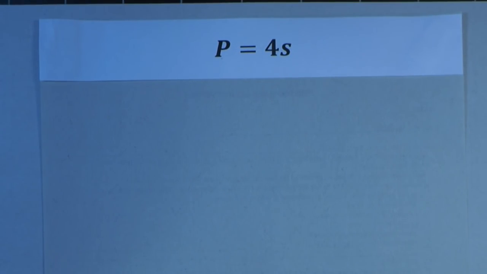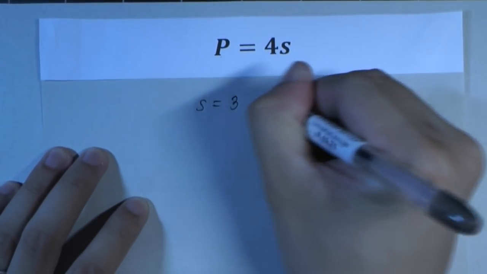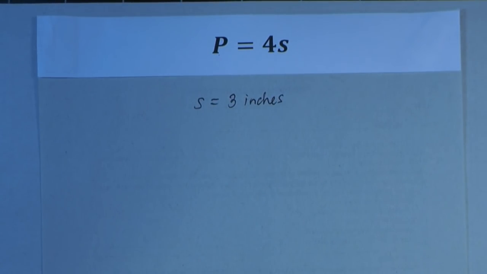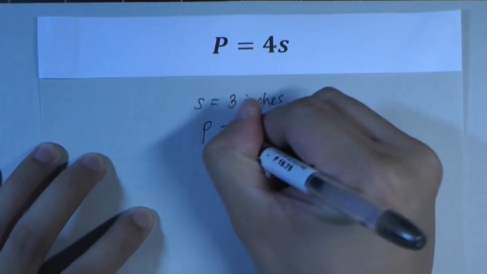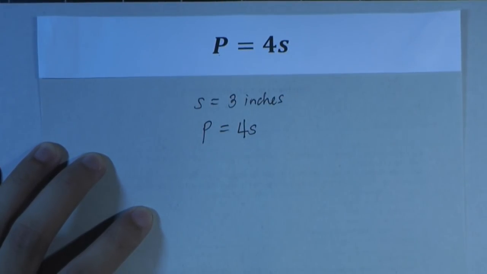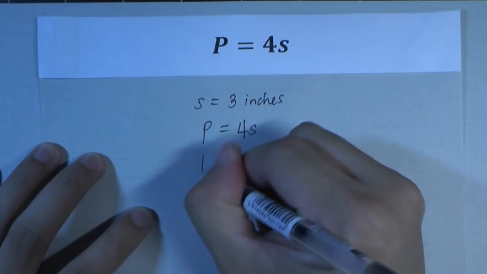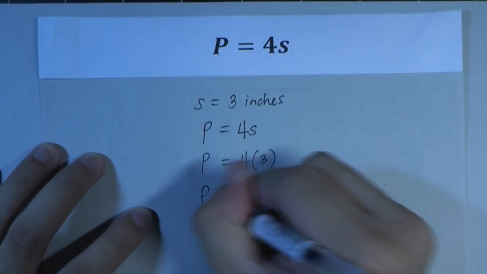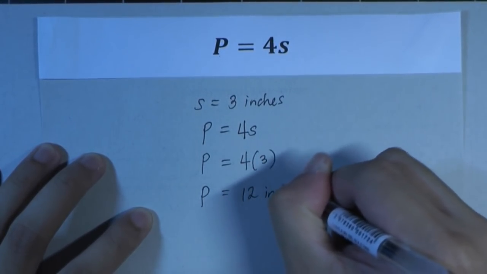In this equation, we're able to find the perimeter of a square by substituting the length of the side for S. For instance, we have a square with a side that is 3 inches long. In this case, S is equal to 3 inches. To find the perimeter of the square, we need to plug in 3 for S. That is, using the same equation, P equals 4S, we plug in 3 for S. We will then have P equals 4 times 3, thereby giving us P equals 12 inches.